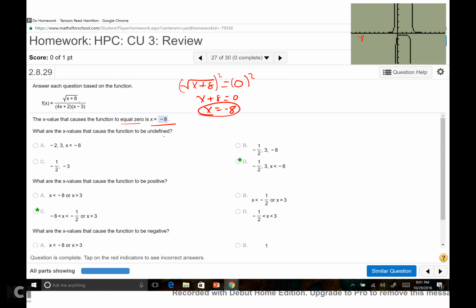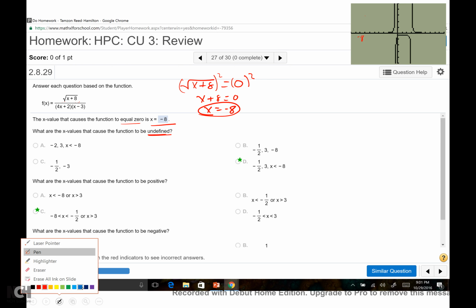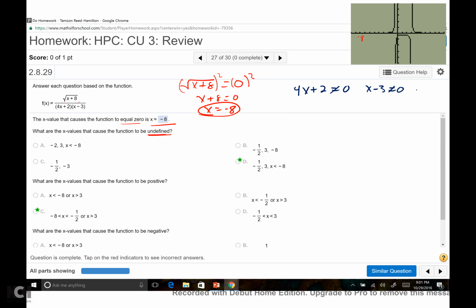What values of the function cause the function to be undefined? You're undefined when you have denominators equal to 0, so 4x plus 2 can never equal 0, x minus 3 can never equal 0, and the radical, the square root of x plus 8, must always stay positive. Minus 2, divide by 4, x can never equal -1/2. X can never equal 3. Square both sides, you get x plus 8 greater than or equal to 0. Minus 8, x has to be greater than or equal to -8.